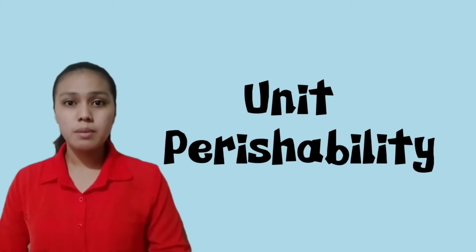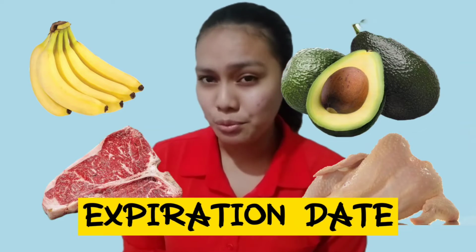First, unit perishability. What do we mean by this? Well, products such as food can have an expiration date, right? So, that is what we mean by perishability. It can go bad anytime soon. So, if it's a perishable item, then time is very, very important. It is of the essence to prevent loss.